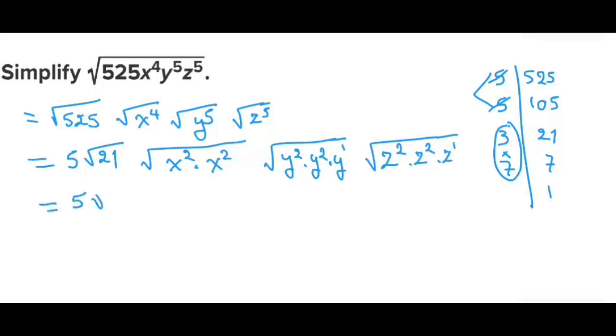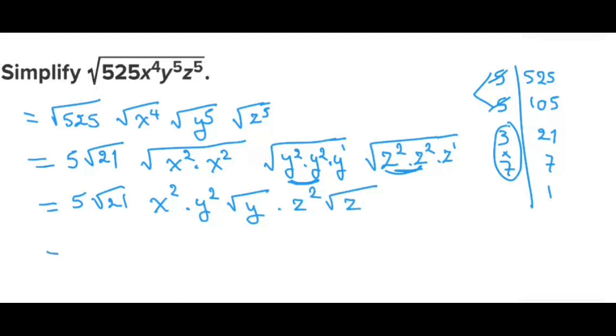Again I will write 5 square root 21 as it is. Now x squared times x squared under the square root, I take only one of them outside to be x squared. Here y squared and y squared and y power 1. So from each y squared and y squared I take only one outside the square root, and what remains inside is y. Also for z power 2, I take only one of them, and what remains inside the square root is z.